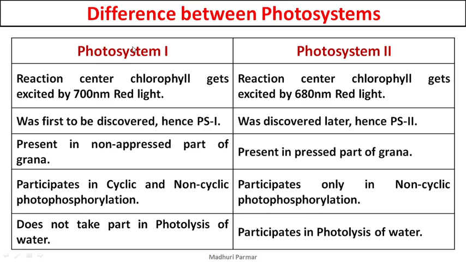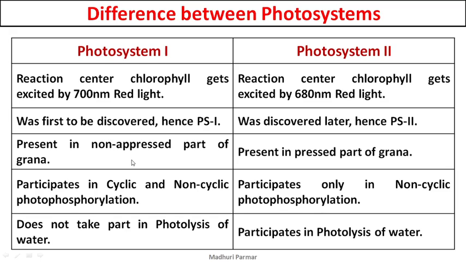see the difference between photosystem 1 and 2. Photosystem 1 has reaction center chlorophyll A, which gets excited by 700 nanometer red light. Photosystem 2 has a chlorophyll A which gets excited by 680 nanometer of red light. Photosystem 1 was discovered first, hence it is called PS1. Photosystem 2 was discovered second. Photosystem 1 is present in the non-pressed part, the free part of grana, while photosystem 2 is present in the pressed part of grana. From this you can even say that in stromal lamella you will find more of photosystem 1.